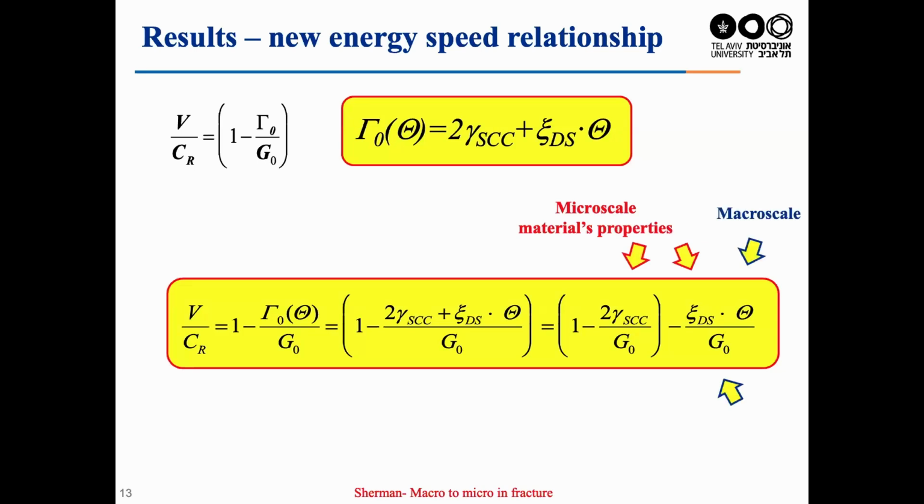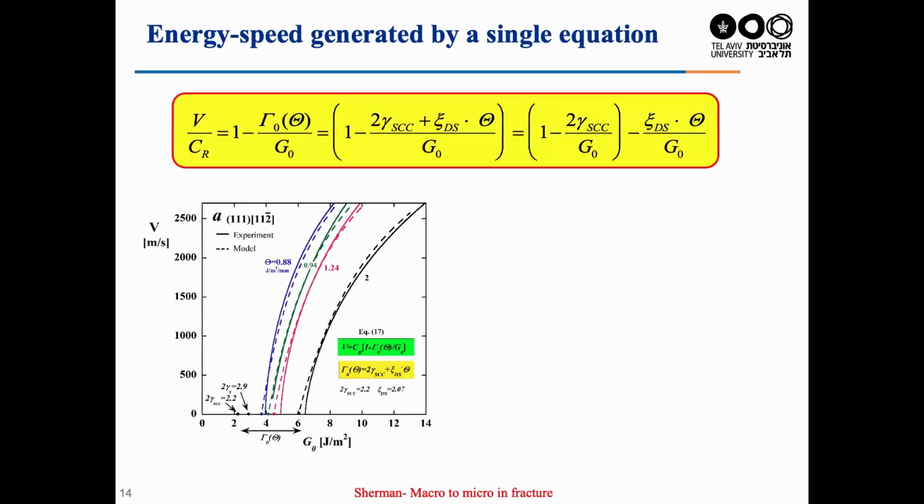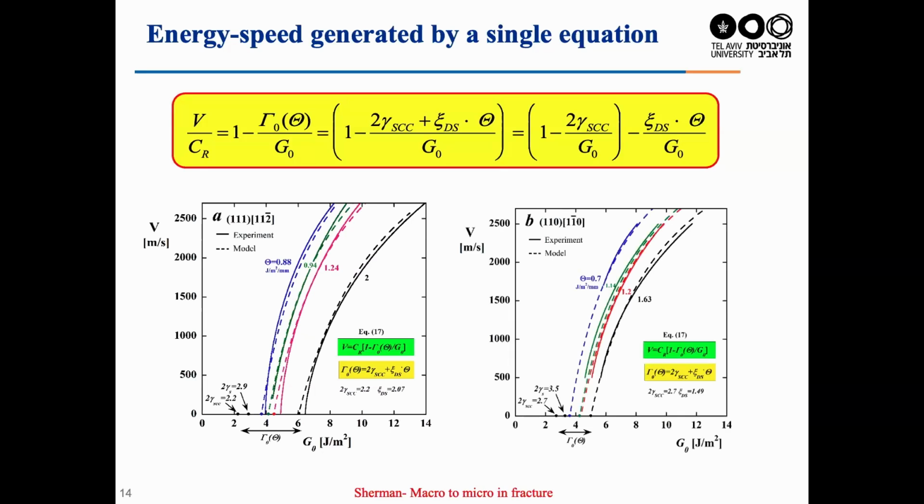And now, instead of doing curve fitting of each curve, we put theta and xi, and we get the whole curves. We don't need to do a curve fitting here. We have exactly the result. This is for 111. This is for 110.